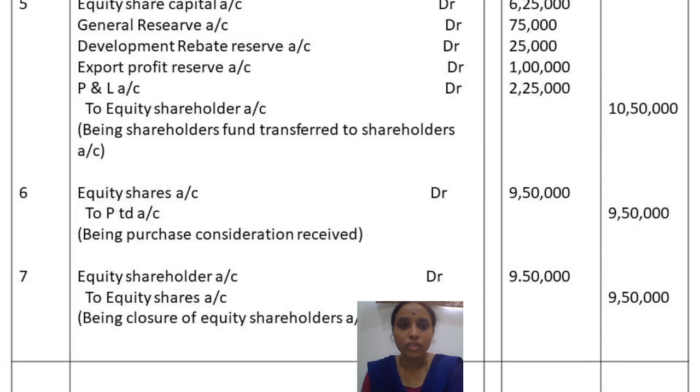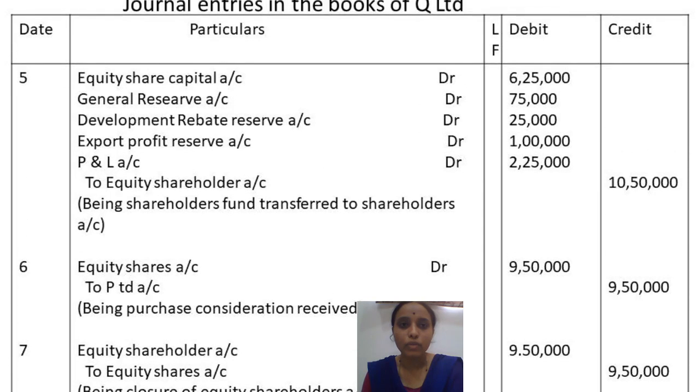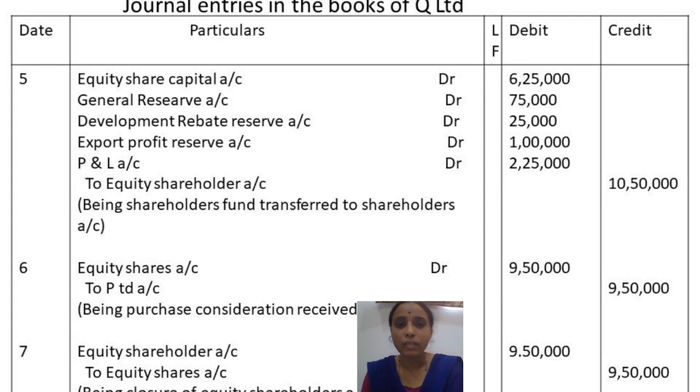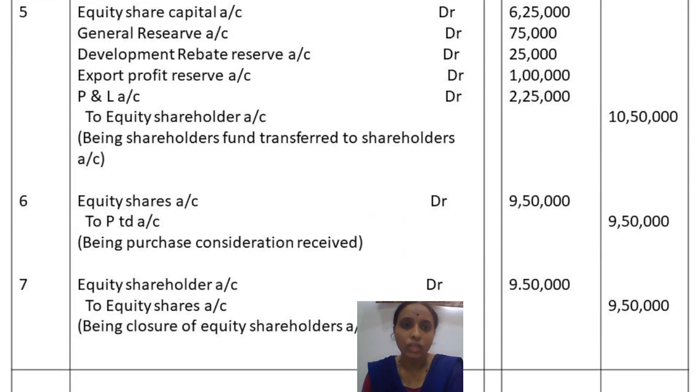The next journal entry to be passed in the books of Q Limited is being shareholders fund transfer to shareholders account. That is equity shares 6 lakh 25,000, general reserve 75,000. That means whole general reserve as well as the whole equity shareholder amount have to be transferred to the equity shareholders account of Q Limited. So all you are transferring, total equity shareholders account is 10 lakh 50,000. Being shareholders fund transfer to shareholders account.